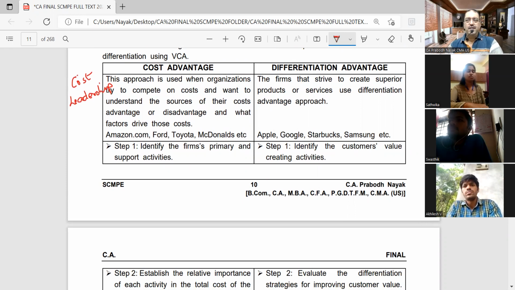Something difficult to understand? Yes. Put it in simple terms. Simple terms I've given you over there. Cost leadership. What is cost leadership? I want to be the leader as far as cost is concerned.